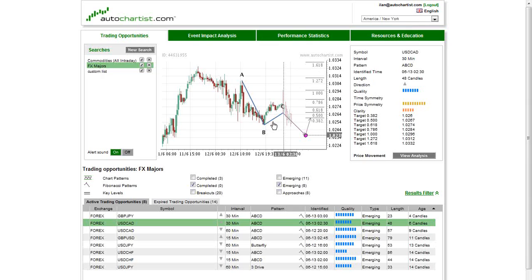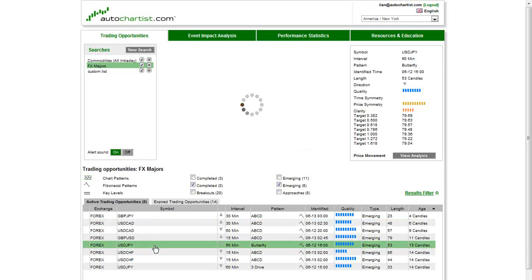So why is this an emerging Fibonacci? It's emerging because it's still in the process of forming. The price has to get to this 1.023 level to complete the ABCD pattern and then potentially turn around to these Fibonacci levels. Let's look at another one, US dollar, Japanese yen, which is an emerging butterfly pattern.